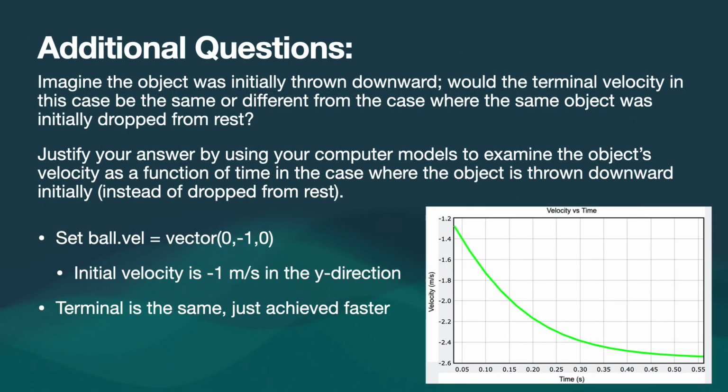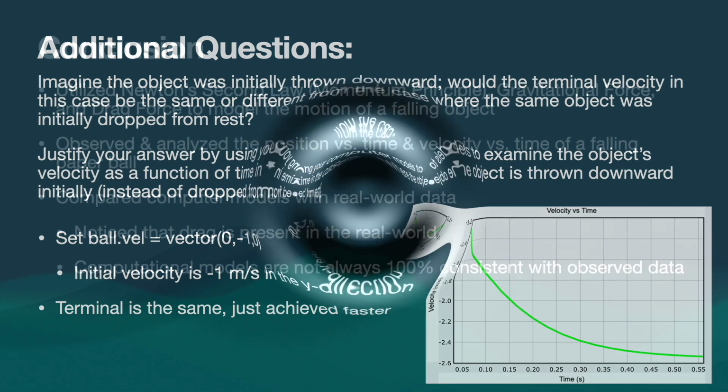Additionally, imagine the object was initially thrown downward. Would the terminal velocity in this case be the same or different from the case where the same object was initially dropped from rest? So to calculate this, I set the initial velocity to negative 1 meters per second in the y direction, and it showed that the terminal velocity is achieved, and it's the exact same, except it just happens faster. It achieves this terminal velocity faster.